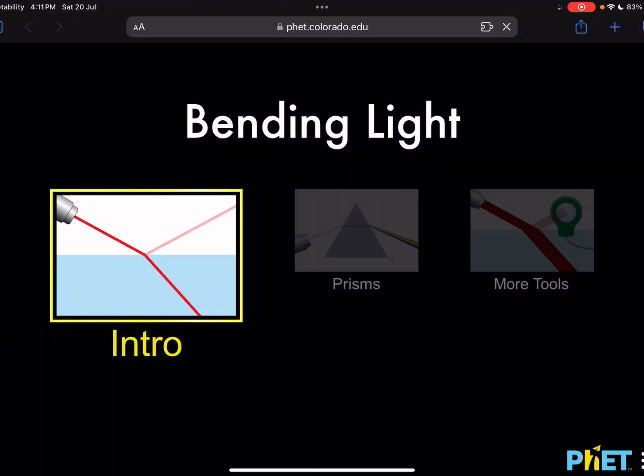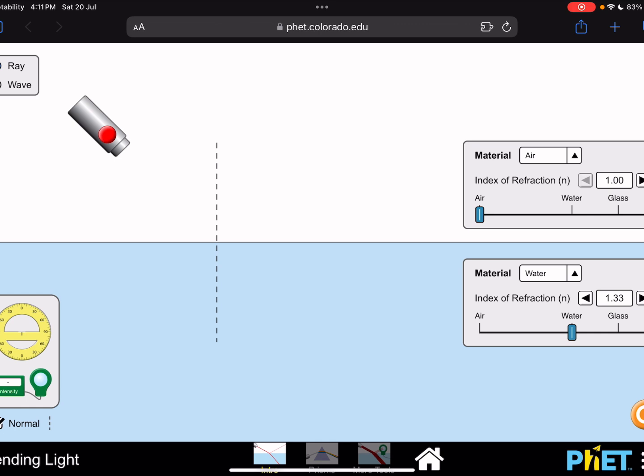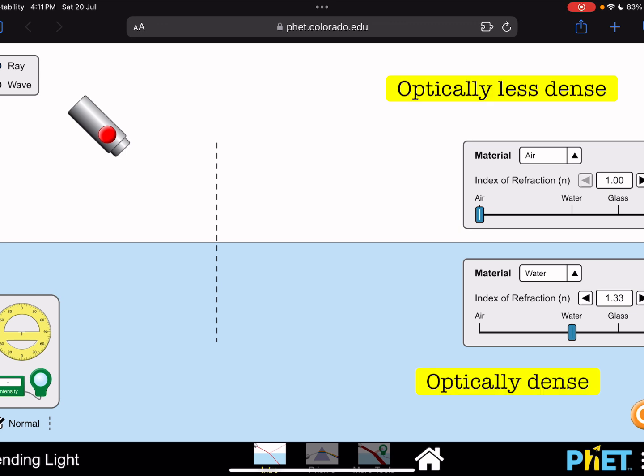Okay, so let's look at this intro. Click here. And we note that right now the medium on top is air. It has a refractive index, or index of refraction, of 1.00. The material at the bottom is water and it has a refractive index of 1.33. So what this means is that water is more optically dense, or optically denser, as compared to air. It has a larger number.